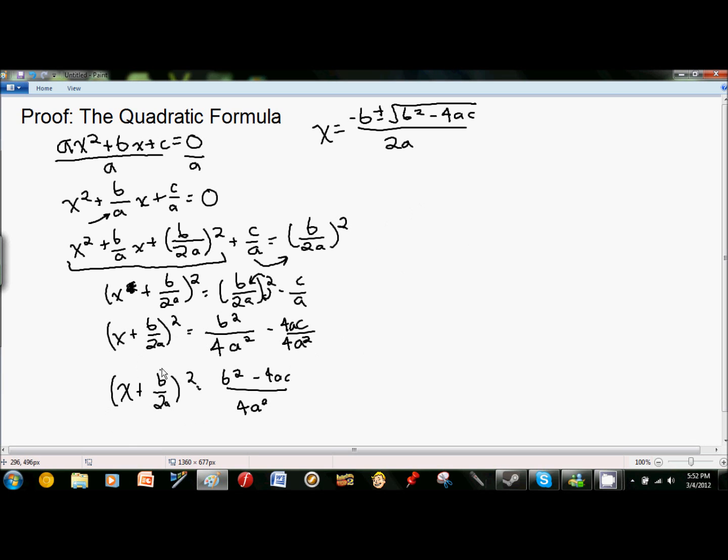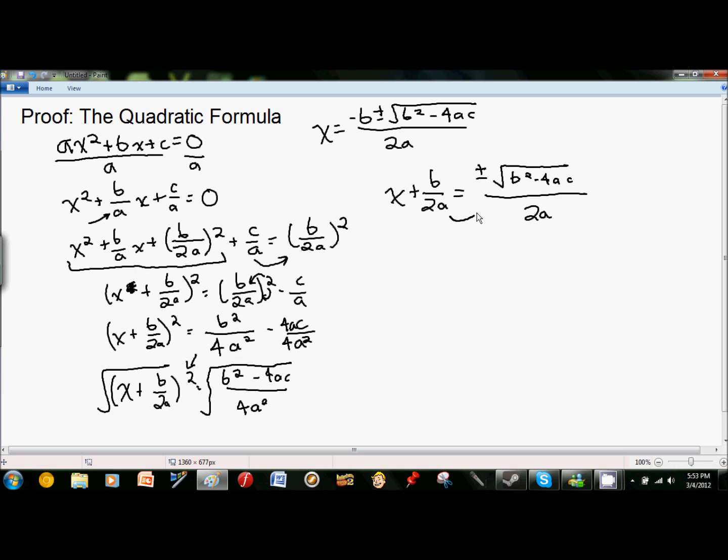Alright, then we want to undo the squared. To do that, we have to square root both sides. So that will leave us with x plus b over 2a. And remember, just like an exponent, we have to distribute the square root to the top and the bottom. So on the top we have the square root of b squared minus 4ac. On the bottom, the square root of 4a squared is 2a. But since we didn't take the principal square root, we could be left with either a positive or a negative number. So we have to add that plus or minus to indicate that.